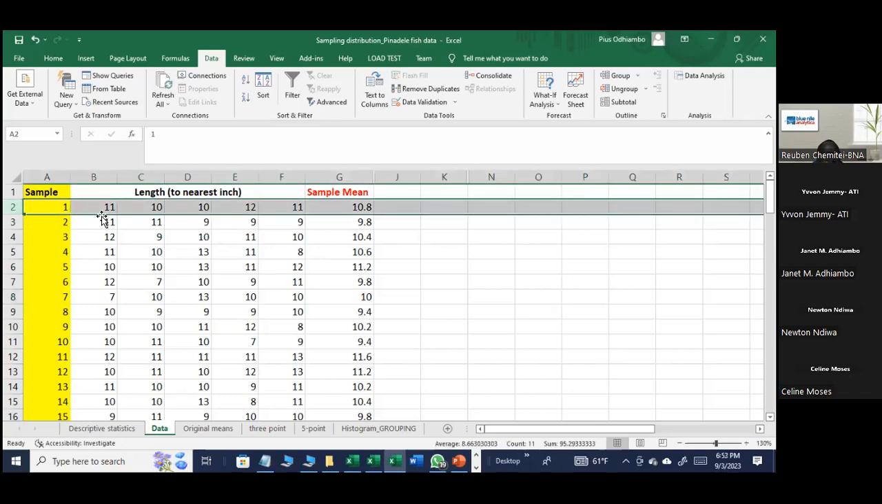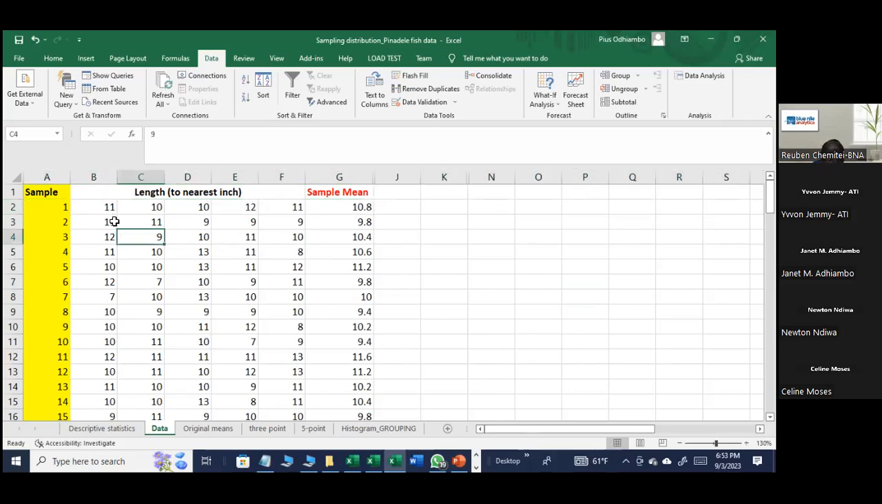In the first sample, you can imagine somebody is doing some fishing, and you are picking a fish from the pond. Now, when you pick that fish, you take the measurement, and here you can see the measurement of the first fish is 11 inches. We have 10 inches. So in this data here, you are picking the fish. You pick the fish from the pond, and then you measure the length.